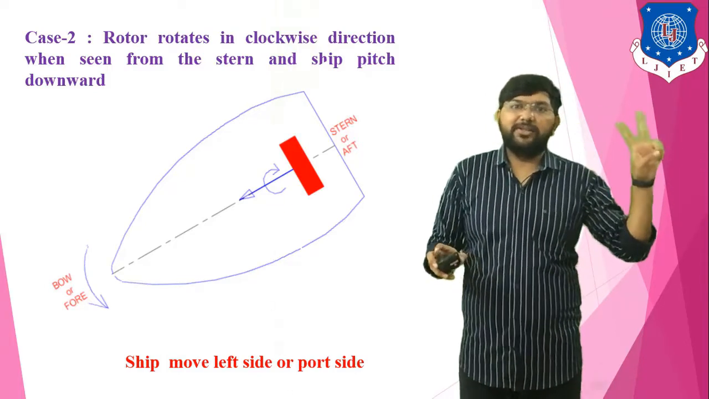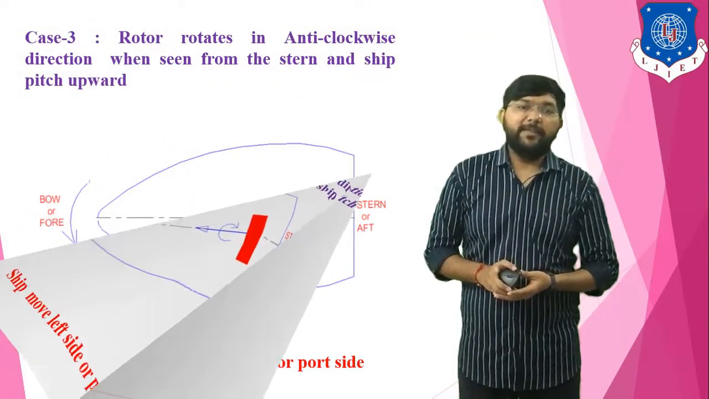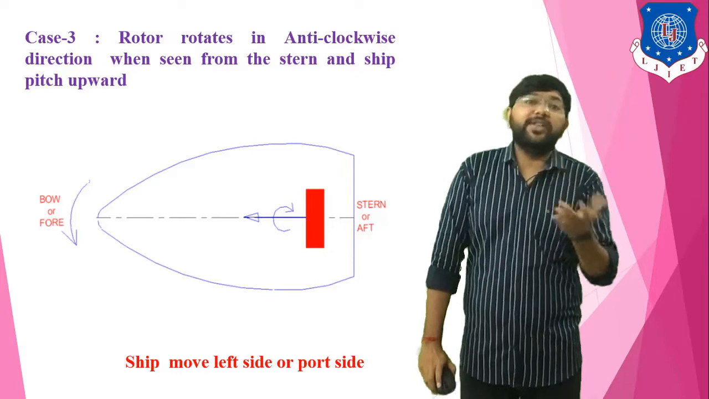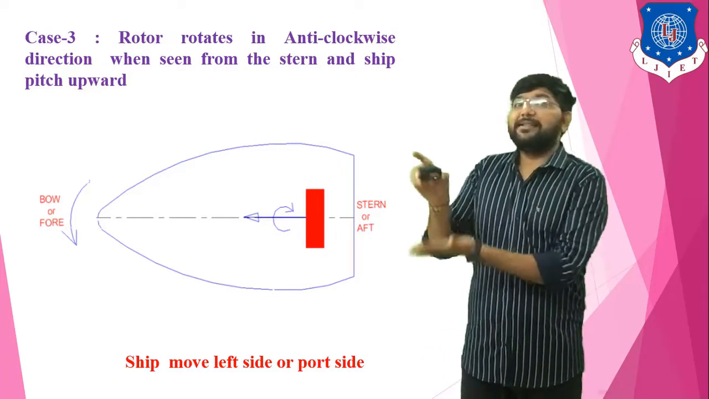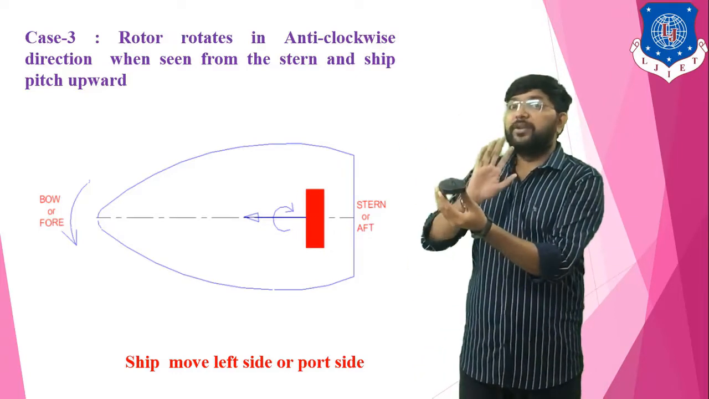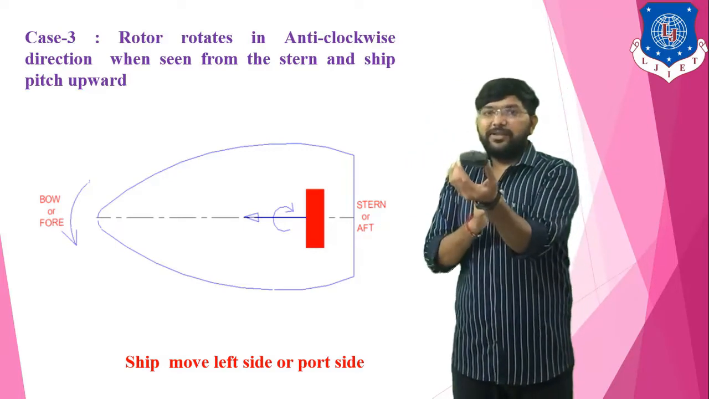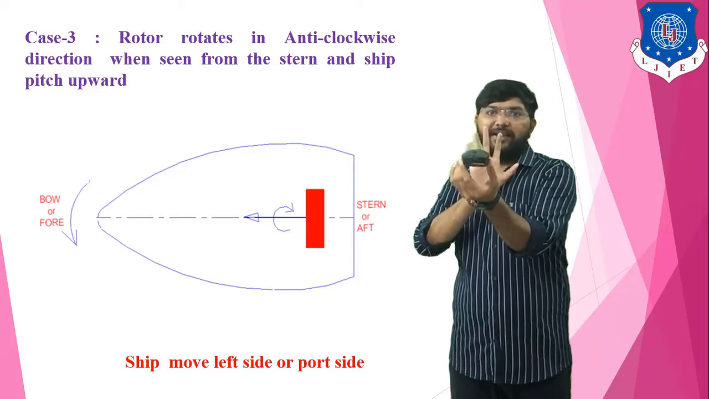Clear? So these are the first two cases. Now case number 3. Rotor rotates in anti-clockwise direction and ship pitches upward. Suppose this is a ship. Clear? In all cases you have to observe from the rear side. So suppose this is a ship, you observe the ship from the rear side.